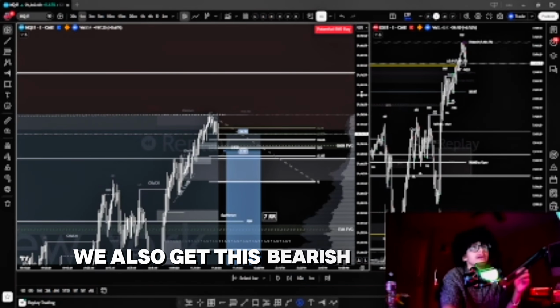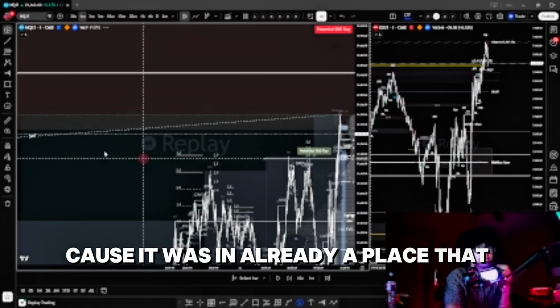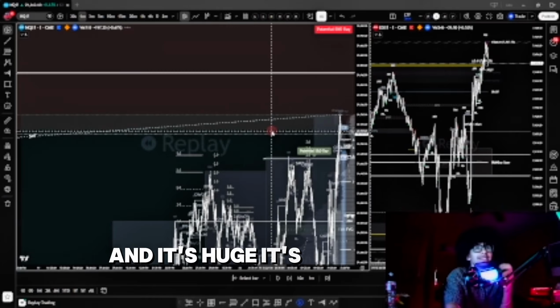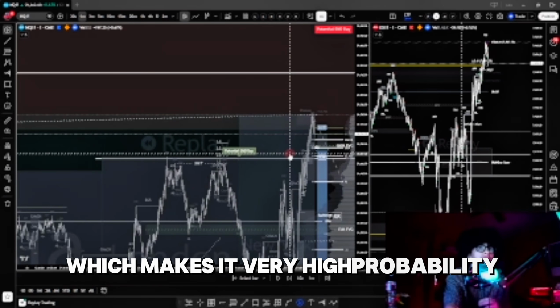We also get this bearish SMT on the 15 minute, which is very important because it was in already a place that we were looking at, and it's huge. It's in a place of manipulation, which makes it very high probability.